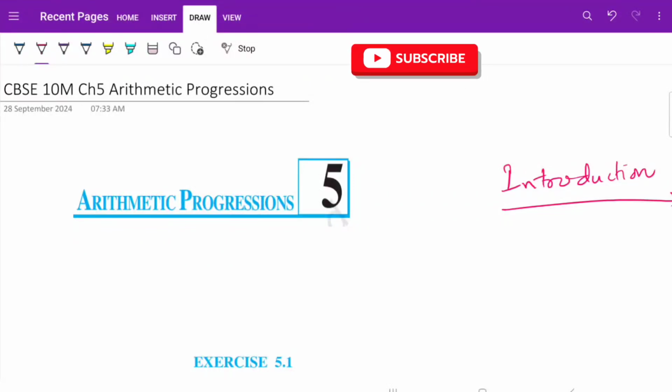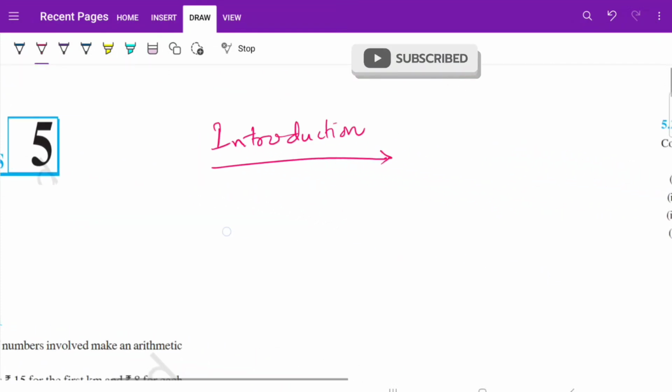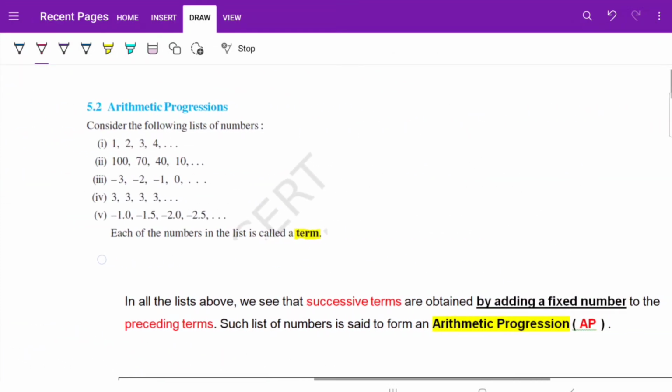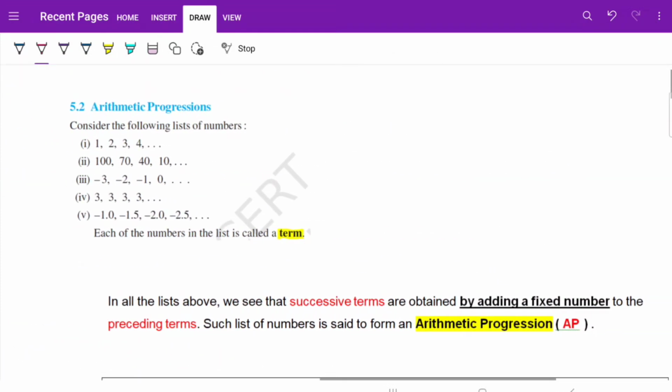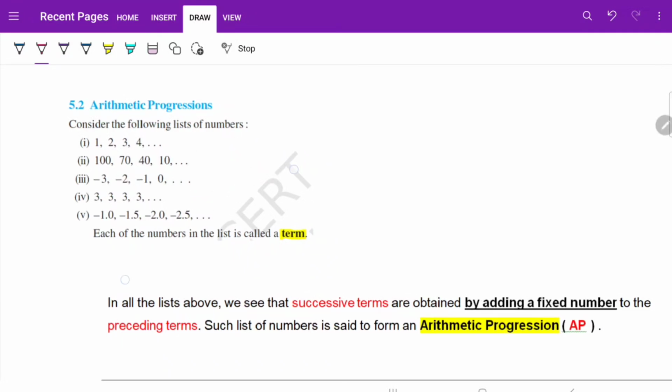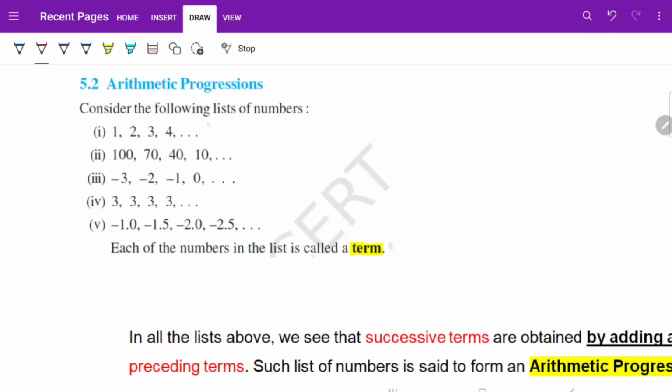Dear students, in this video we will see chapter 5, arithmetic progressions. First we will see some introduction. Consider the following list of numbers. Here you have a list 1, 2, 3, 4 and so on, and 100, 70, 40 and so on. Each of the numbers in the list is called a term.